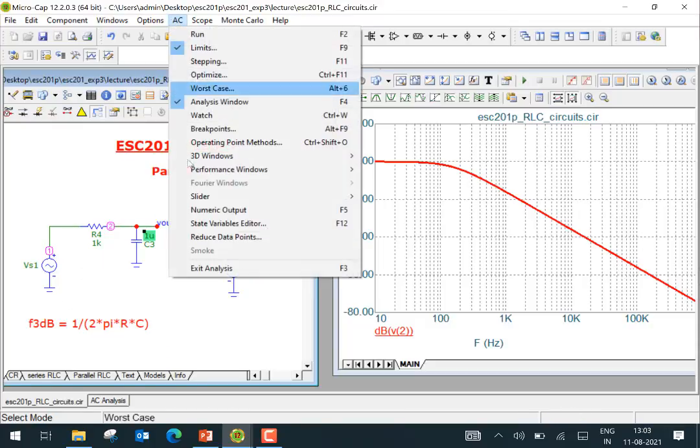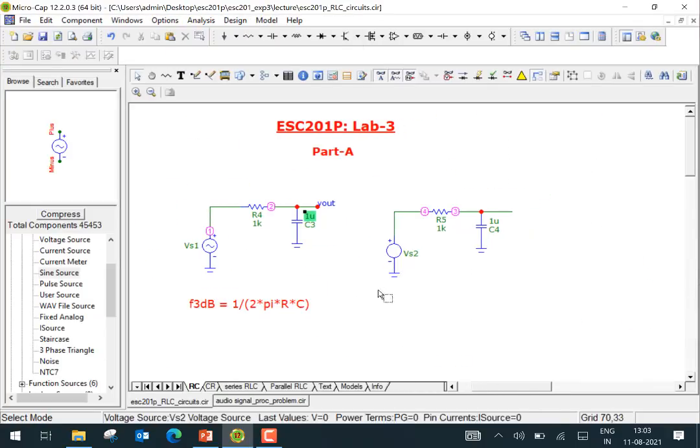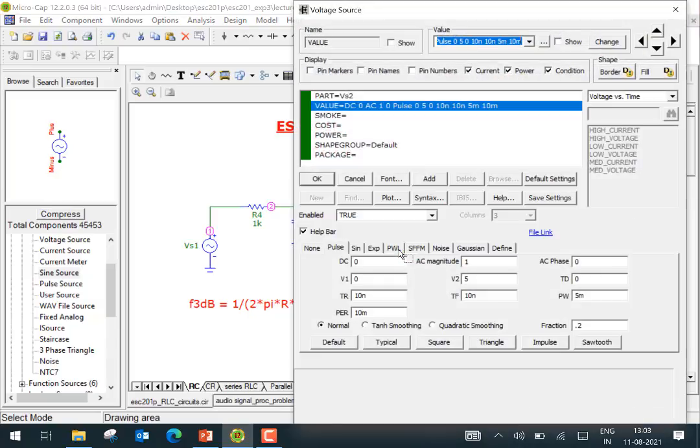So let's look at it in the time domain. This was in the frequency domain. We can look at the same circuit in the time domain here. In this case, it's the same circuit, but we are exciting it with a square wave. So let me show you the square wave here.